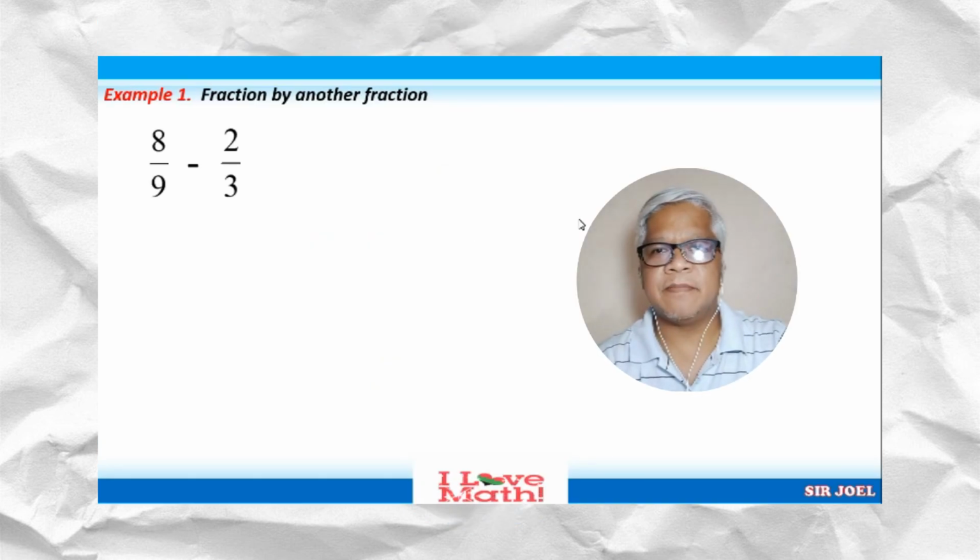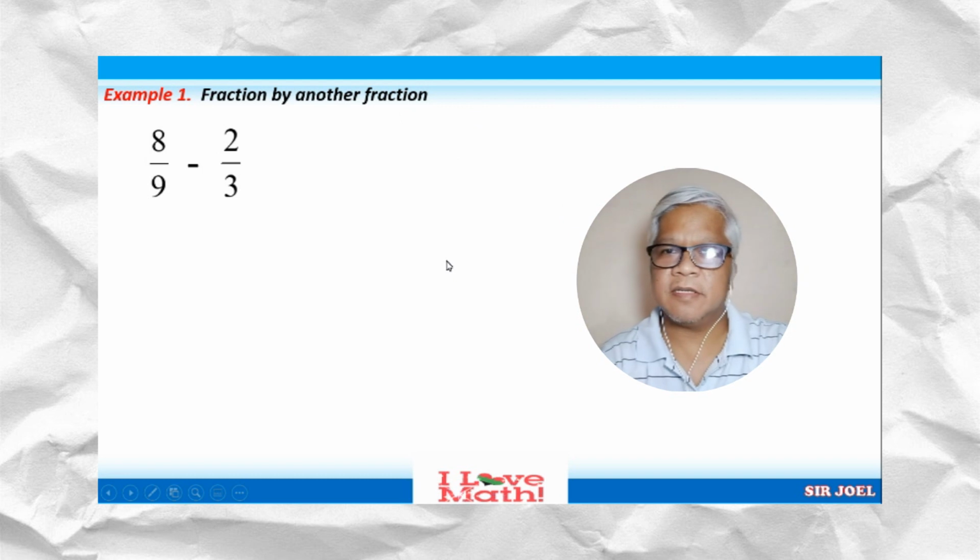Our first example is 8 over 9 minus 2 over 3. If you look at the given denominators, they are 9 and 3. So, magkaiba. Again, our target is to make these two denominators the same. So, hahanapin natin ang least common denominator of 9 and 3.